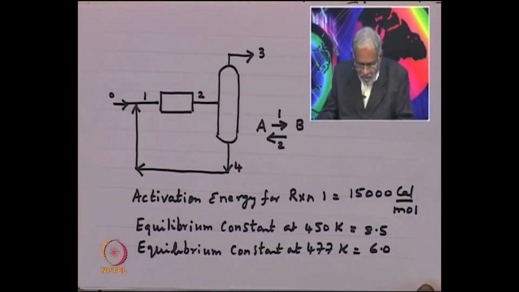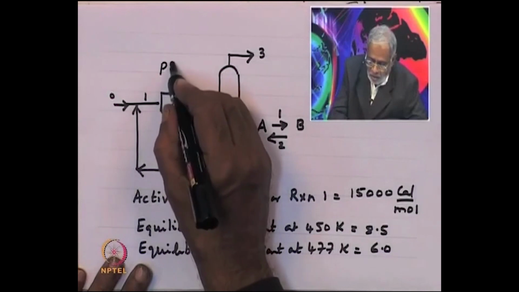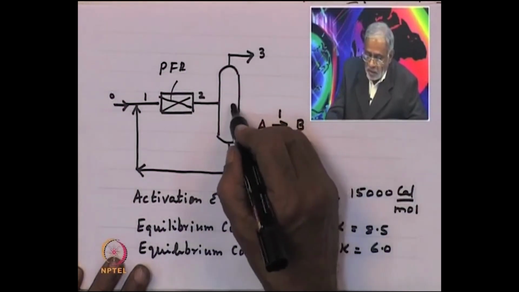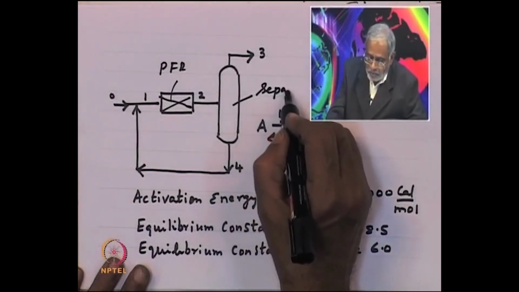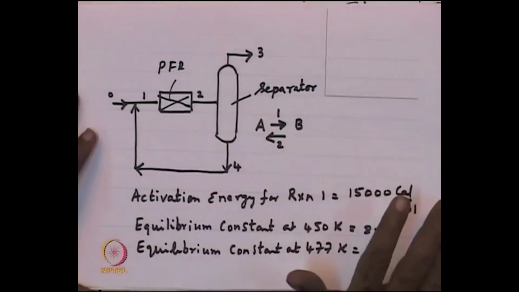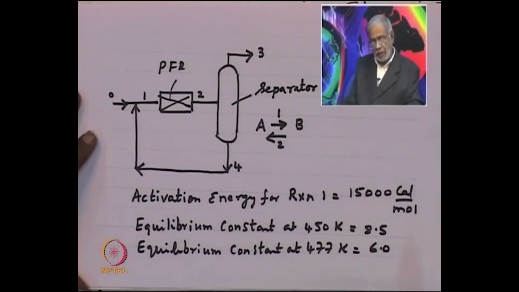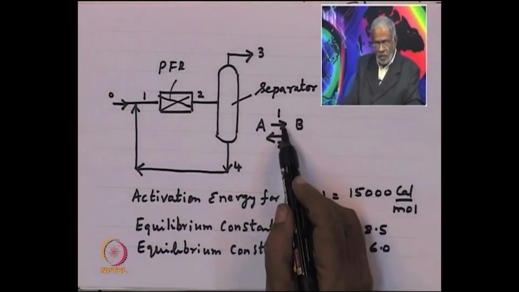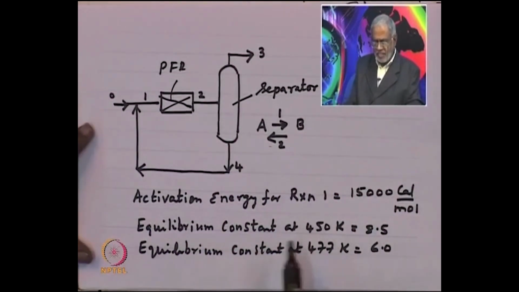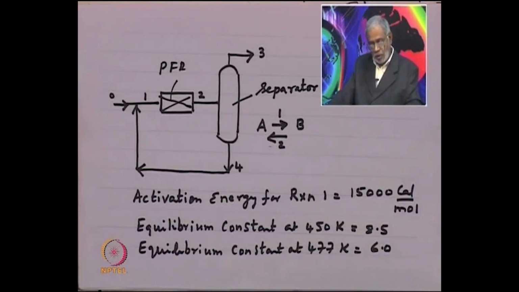So, here is an instance of an illustration where you have a PFR, a plug flow reactor. I call it PFR. It has a catalyst which deactivates. Now, here is a separator. What do we have? We have a plug flow reactor and a separator. Now, we have this reaction A going to B. It is a reversible reaction, therefore there is reaction 1 and reaction 2, and the basic data is given: activation energy for reaction 1 is given, equilibrium constants are given at 2 temperatures and so on.